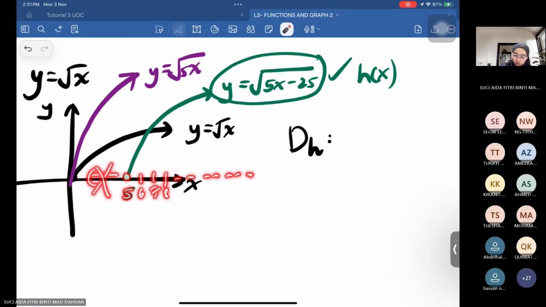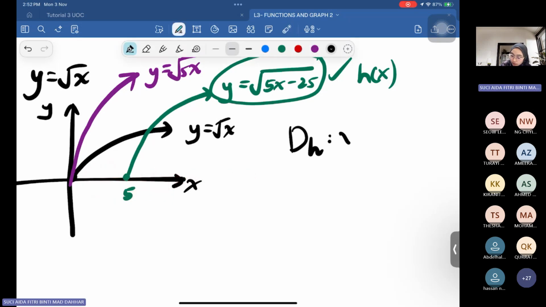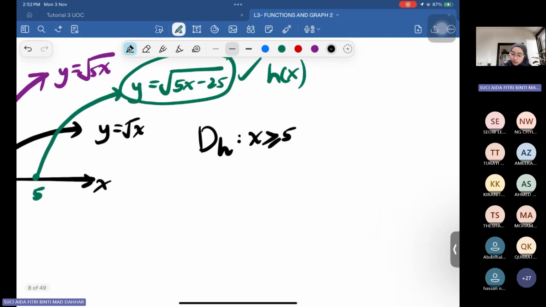So your x, how do you write? Your x is more than or equal to 5. Or if you want to write them in interval form, how do you write? Square bracket, starts from 5 onwards to infinity.